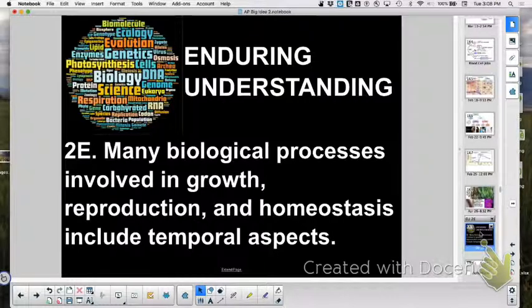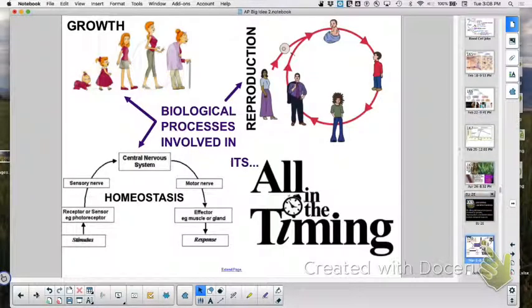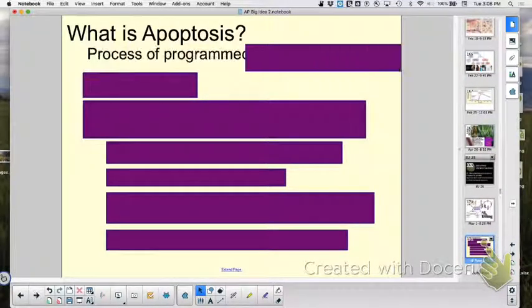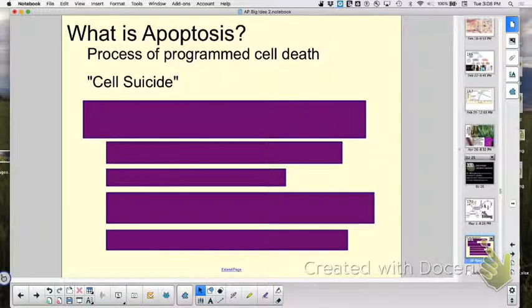Okay, 2E, ready? Many biological processes involved in growth, reproduction, and homeostasis include temporal aspects. Let's see what those might be. Look at this growth. Reproduction, we know about that. It's all in the timing. Homeostasis, yay. What is apoptosis? Cellular suicide. That's right.